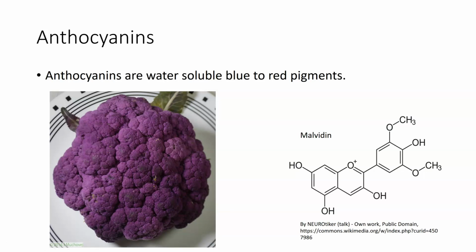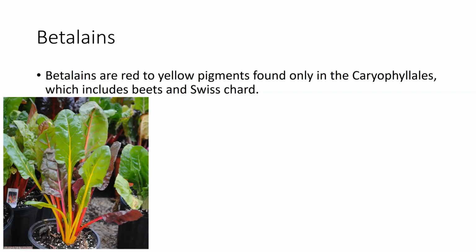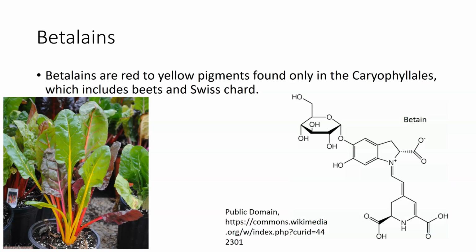Betalains are red to yellow pigments found only in the Carotenoids, which includes beets and Swiss chard. This is a picture of a colorful Swiss chard. The Carotenoids is a large group comprising about 6% of the total plant species and includes edible plants such as beet. The structure of betalains is a compound phenolic that has both oxygens and nitrogens. Plant pigments are diverse and are important both to the plant and the organisms that consume them.